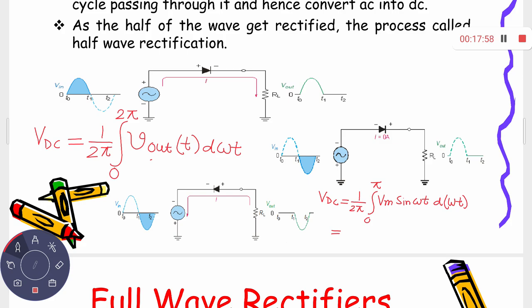What is that? Integration of sine omega t is minus cos omega t. I am integrating with respect to omega t, so just minus cos. So 1 by 2 pi, you have minus cos of omega t from 0 to pi, and we have Vm as well. That thing will give you how much? 2. The entire thing, cos evaluated from 0 to pi, will give you 2. So this is nothing but Vm by pi.